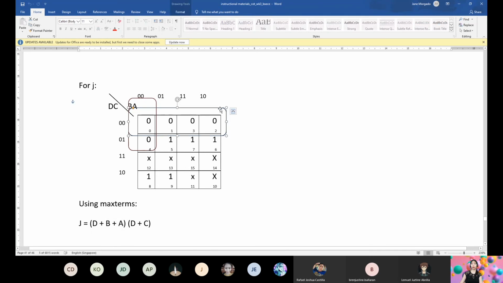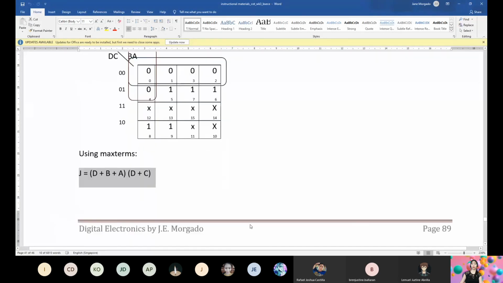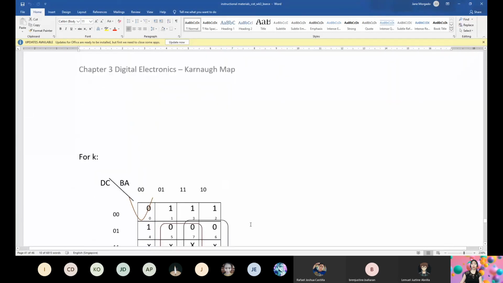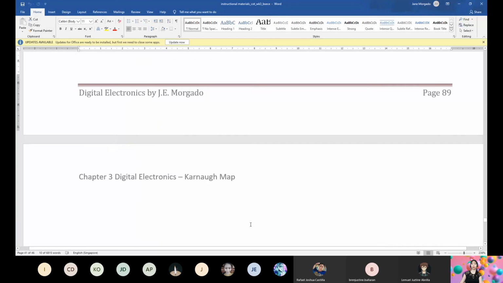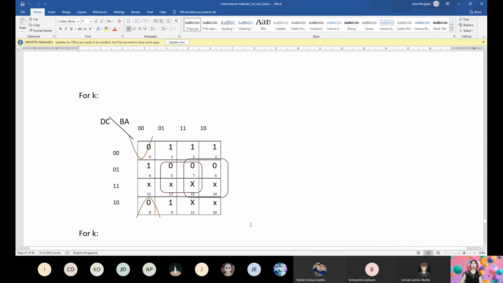And for this one, green, we have for the DC plane, D plus C, and for BA, they are all eliminated. So using max terms, we have D plus B plus A times D plus C. How about for K?